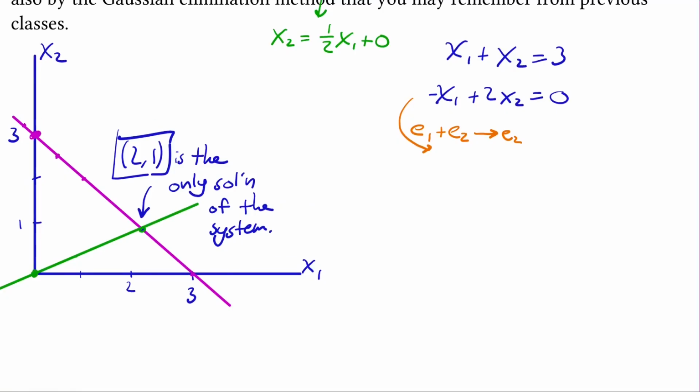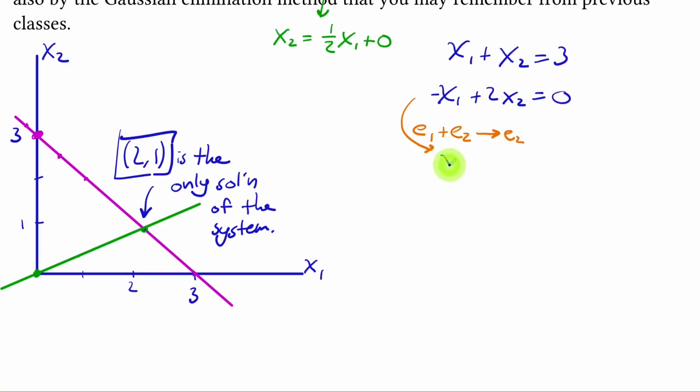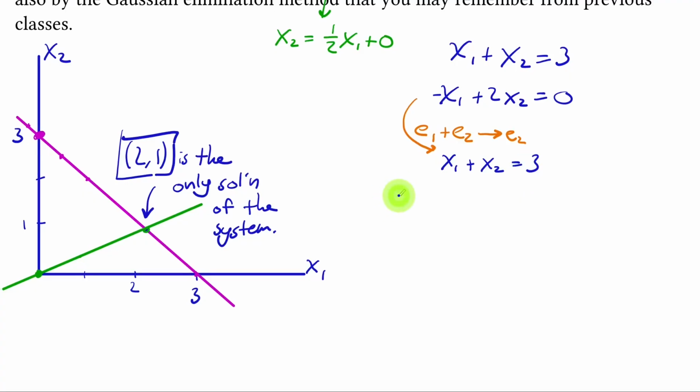So we're just replacing equation 2. So equation 1, I'm just leaving it alone. It's still x1 plus x2 equals 3. Equation 2 is now going to be x1 plus x2, that's the left-hand side of equation 1, we're adding that to what we had before, negative x1 plus 2x2. And on the other side, we're adding 3 to both sides.